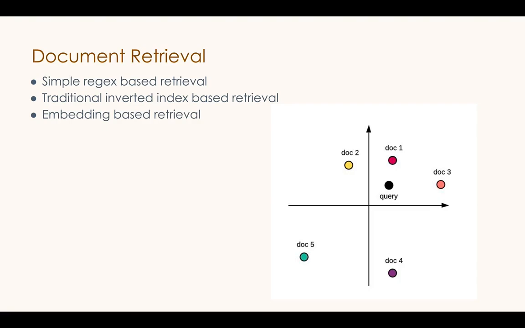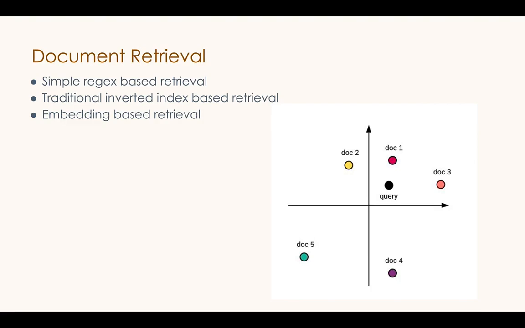Recently, due to the popularity of deep learning, embedding-based retrieval is used. So the documents and the query will be mapped to embedding vectors, and the retrieval is basically looking for the nearest neighbor to the query embedding.